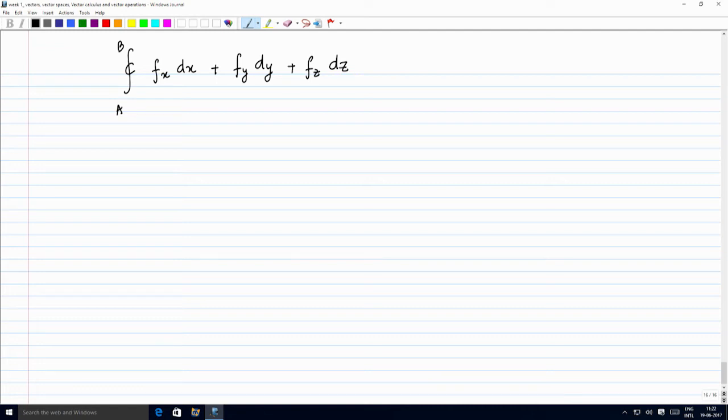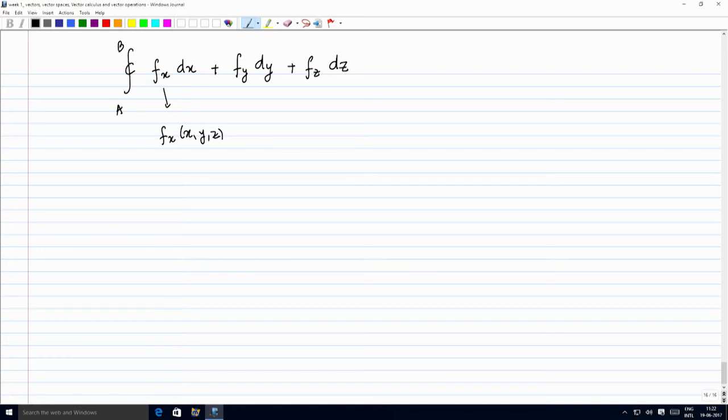And since f was a vector field, f x, f y and f z are all functions of x, y and z. So, f x is a function of x, y, z, f y is also a function of x, y, z, and f z is also a function of x, y, z. All you are doing is integrating over dx along this contour, then integrating this function over dy again along this contour, and then integrating this over dz again along this contour.